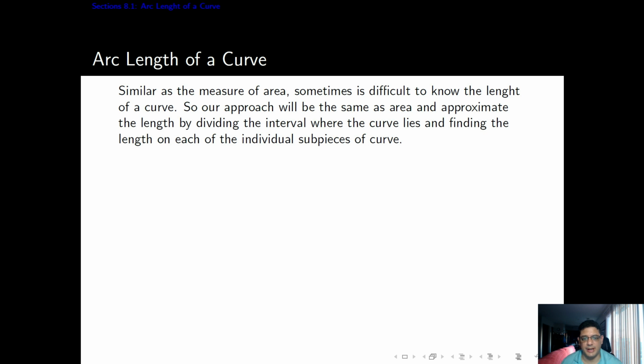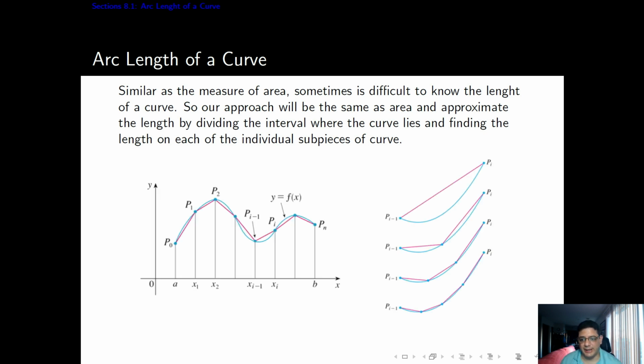we're going to divide the interval where the curve lies, and we're going to find the length of the curve on each of those individual sub-pieces of the curve. So something like this. For example, we have this curve over here. So we've got to break apart the interval AB into many sub-intervals, x sub i minus 1.